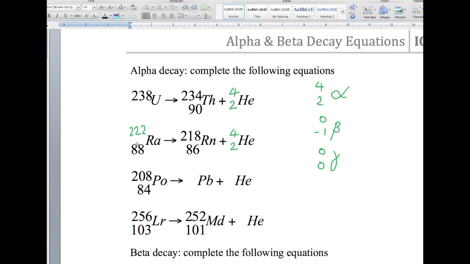Is the bottom balanced? So I've got an 88 there, and then it's going to turn into an 86 and a 2, so 86 and 2 is 88. Well, that's fine. These are easy once you get into them.